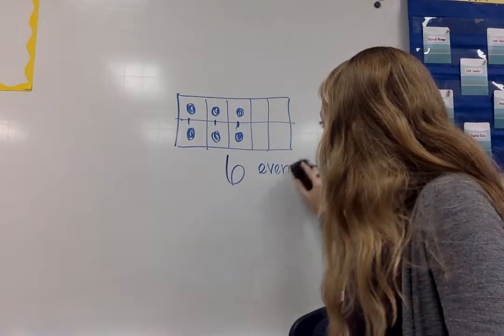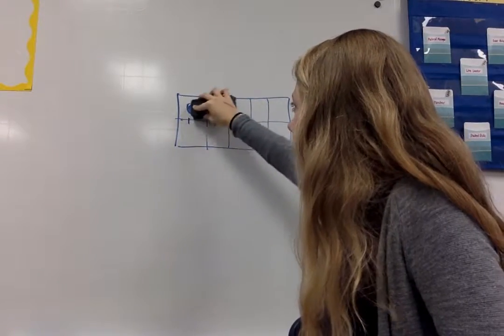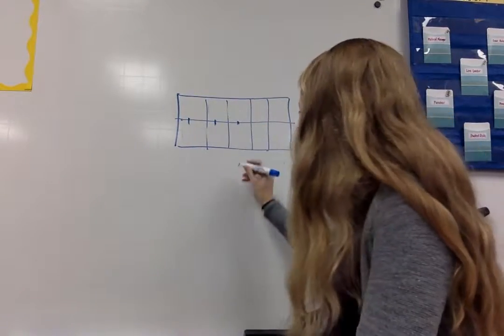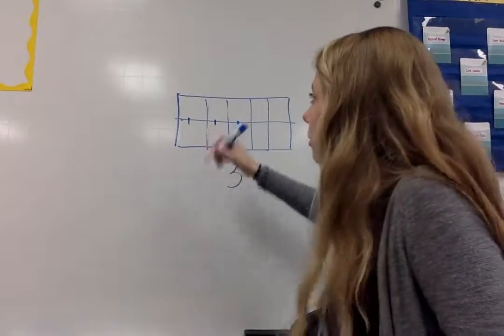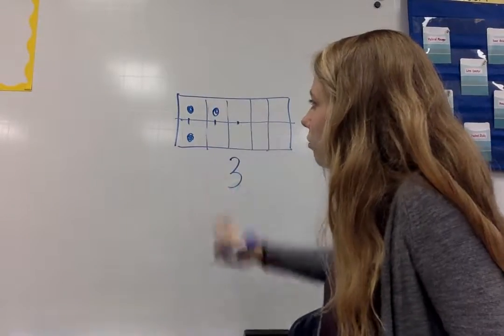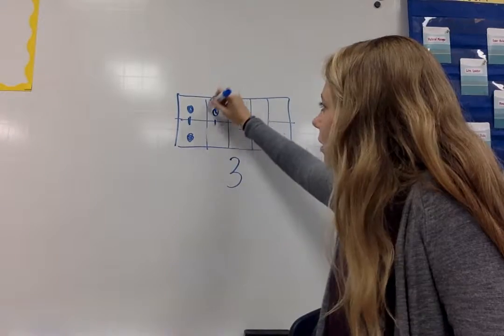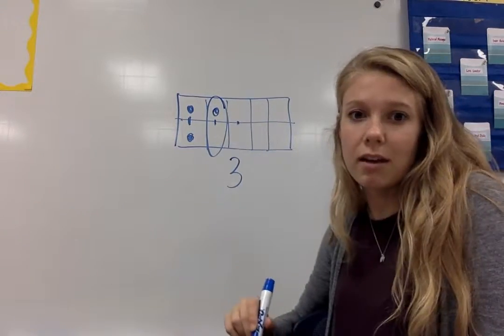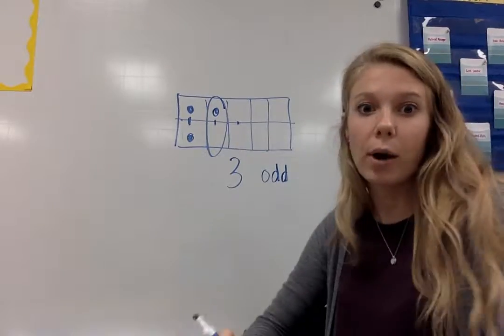Okay? So if we look at an odd number, this is the number 3. And if I were to fill this out on my 10 frame, I would do 1, 2, 3. So there's a buddy here, and there's a missing buddy there. So this tells me that 3 is an odd number.